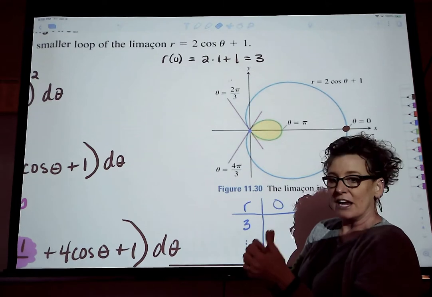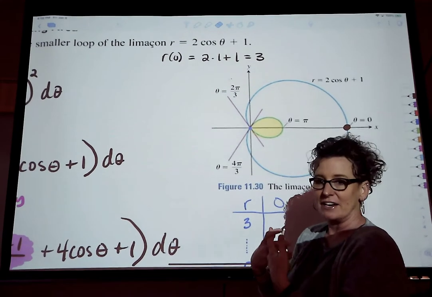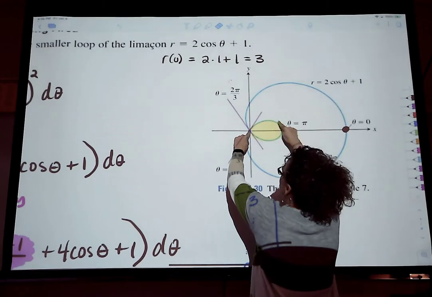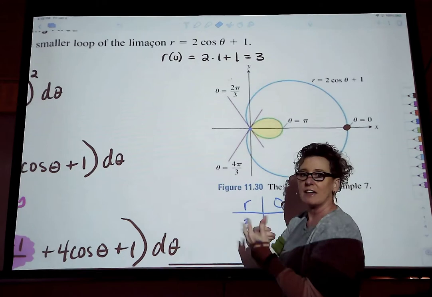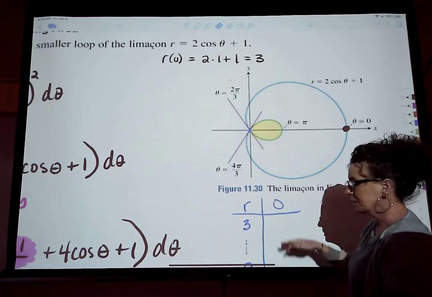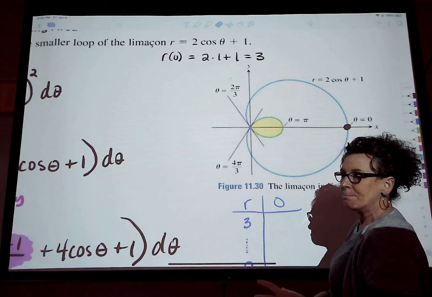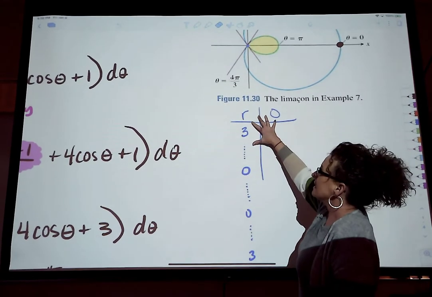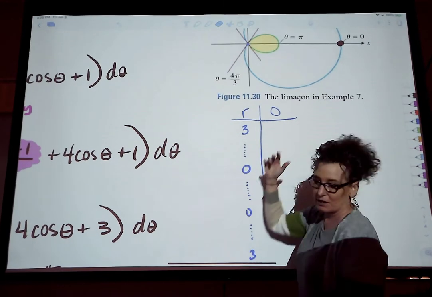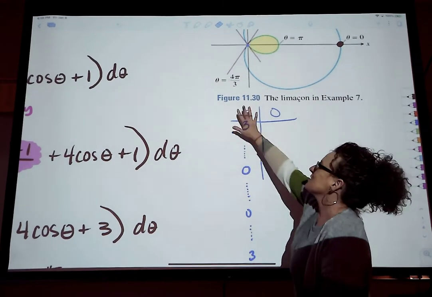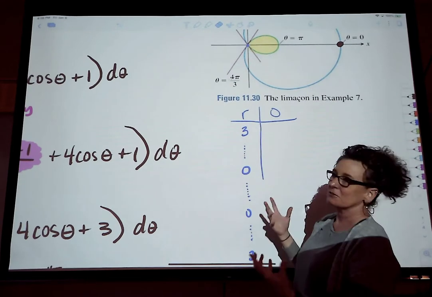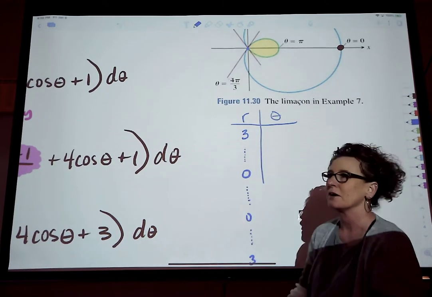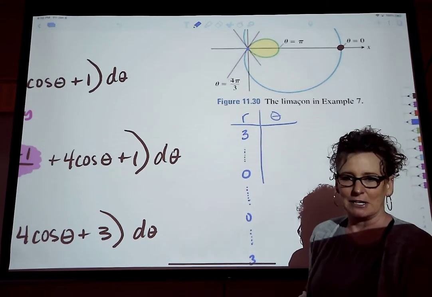So to find just the area of the inner loop, I want to limit theta to start here when R is 0 and to stop here when R is 0. Let's find those theta values. And you can totally do this by looking at the table function on your graphing calculator. So you've got your table function set up. I've got this backwards. Theta should be in this column, R should be in this column. It's labeled correctly, but I'm kind of misleading on my independent and my dependent variables.